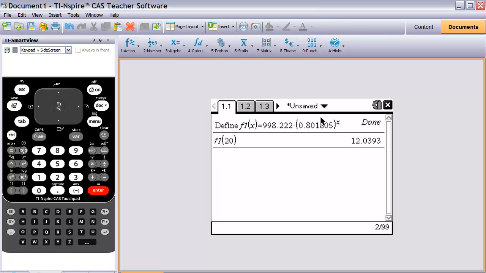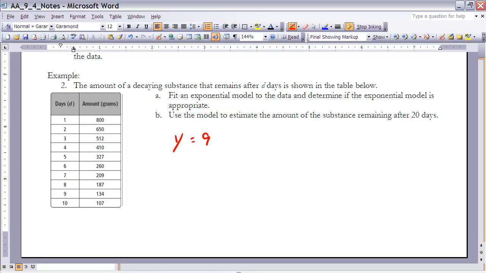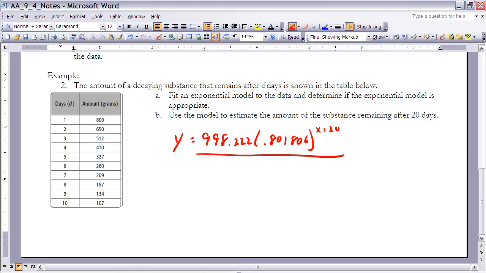And you'll see that it's about 12.04 if I round that off. So that would be the value of the amount A after 20 days. So A would be, and let's just round it to the nearest gram, so after 20 days, A would be approximately equal to 12 grams of substance. Okay?